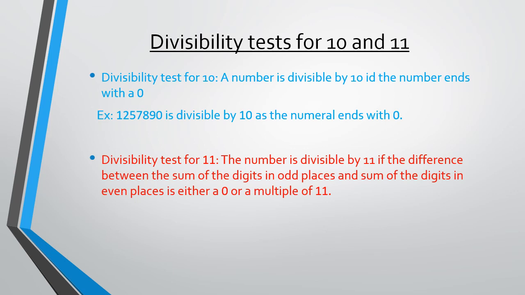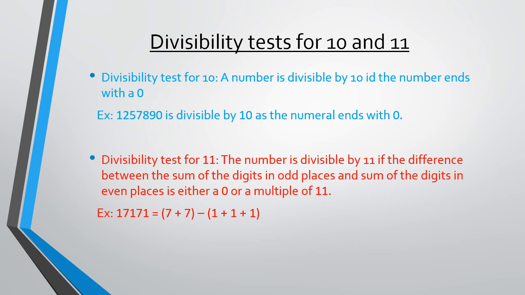Divisibility test for 11. A number is divisible by 11 if the difference between the sum of the digits in odd places and the sum of the digits in even places is either 0 or a multiple of 11. Now let's understand this clearly with an example.